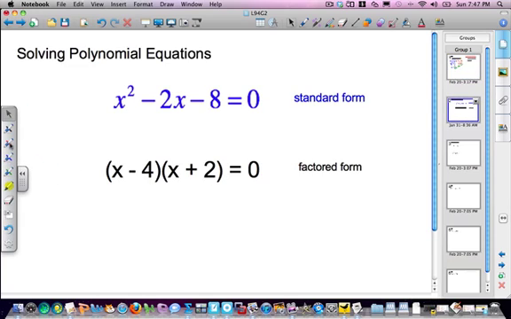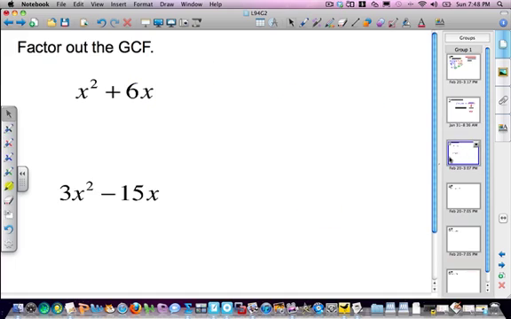Now yesterday we dealt exclusively with equations in factored form. Today, however, we're going to begin working with standard form equations. And we're going to learn how to rewrite them into factored form so that we can then solve them using the method we learned yesterday. To do this, we need to review how to factor out the GCF from a given expression. Let's take a look.